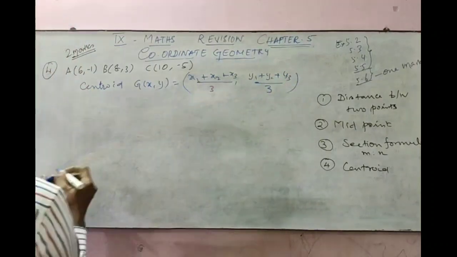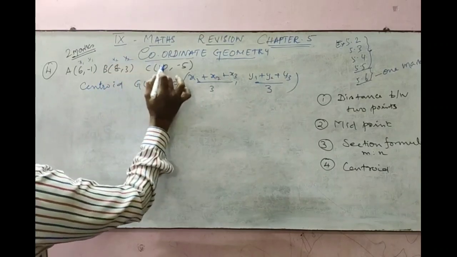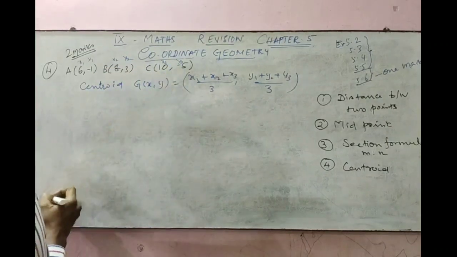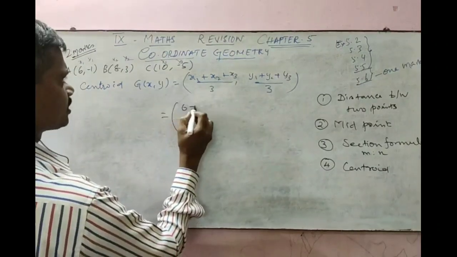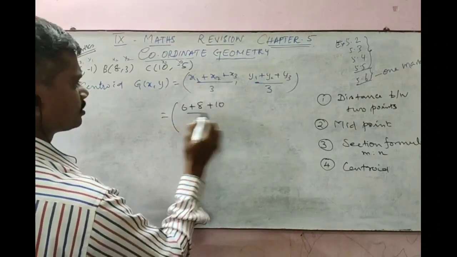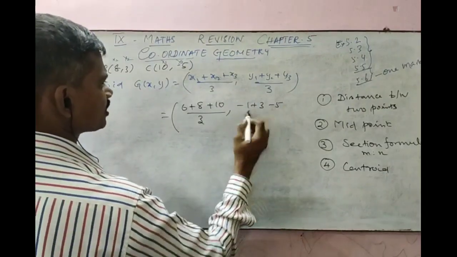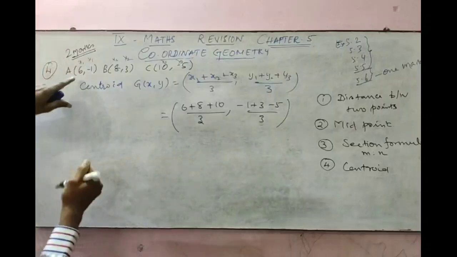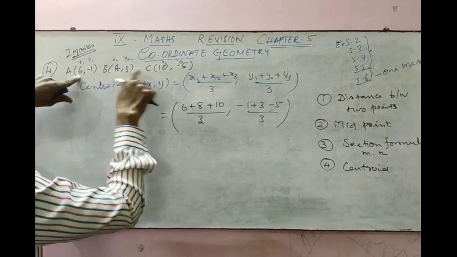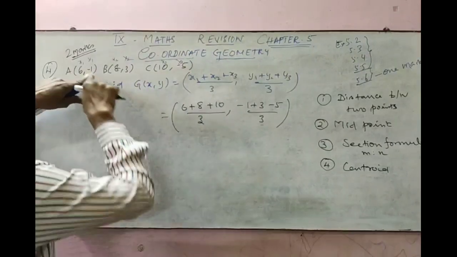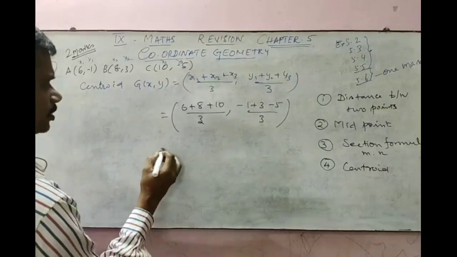So you name these coordinates as x1, y1, x2, y2 and x3, y3. Just straight away substitute the values here. You will get the answer as 6 plus 8 plus 10 whole divided by 3, minus 1 plus 3 minus 5 whole divided by 3. So this is the first, x1 plus x2 plus x3: 6 plus 8 plus 10 divided by 3, minus 1 plus 3 minus 5 whole divided by 3.